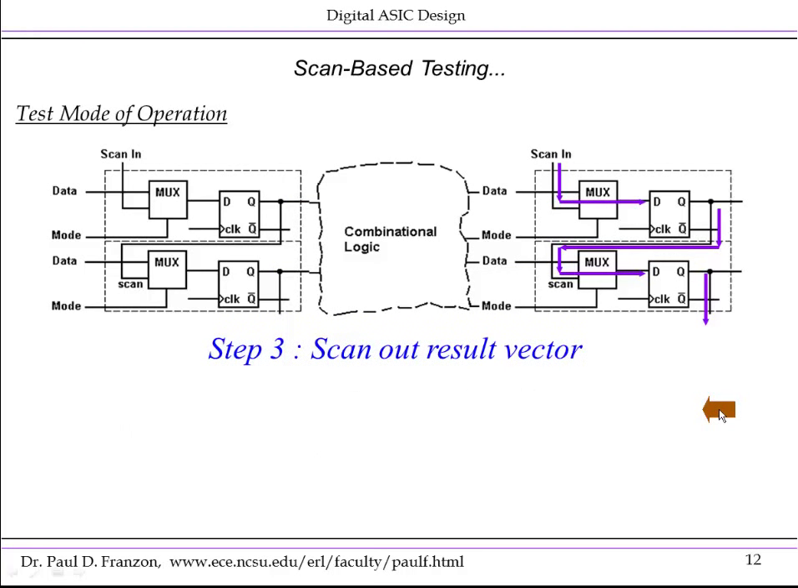We then scan out the result and compare it in the test equipment to see if it's what we expect to see. So the registers are set back into the scan mode to operate as a serial test register. This also operates at the tester clock rate.